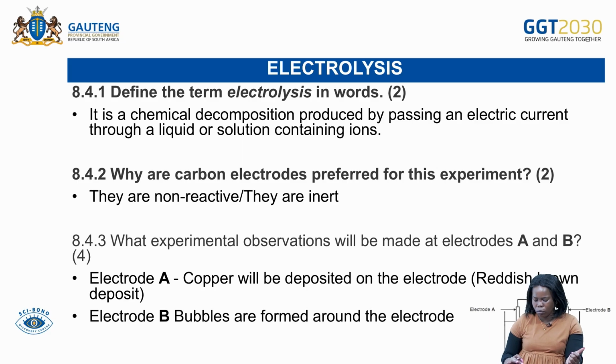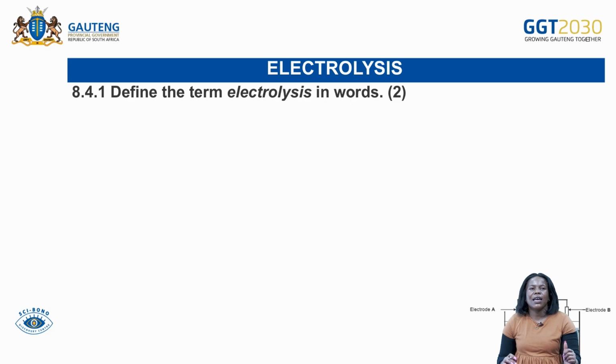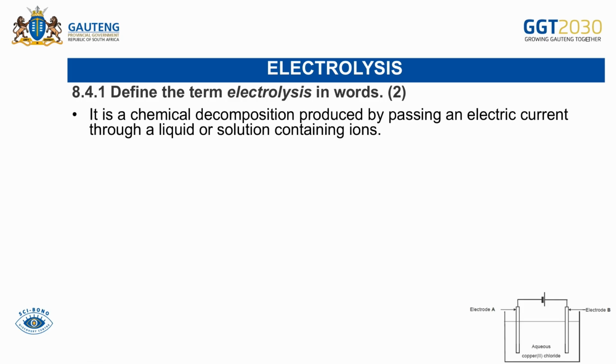First one is 8.4.1: define the term electrolysis. We did define it. I know you know it. Let's define it together. It is a chemical decomposition produced by passing an electric current through a liquid or a solution containing ions. So you want that electric current to pass through so that decomposition can happen, so that there is movement of what? Of ions, for 2 marks.